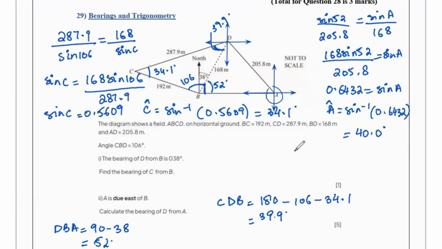So the bearing is going to be 270 plus 40, and that's 310 degrees. That's the bearing of D from A.